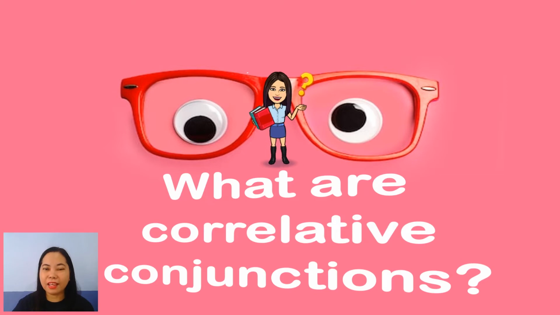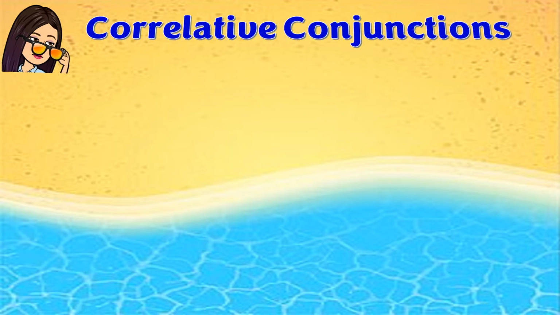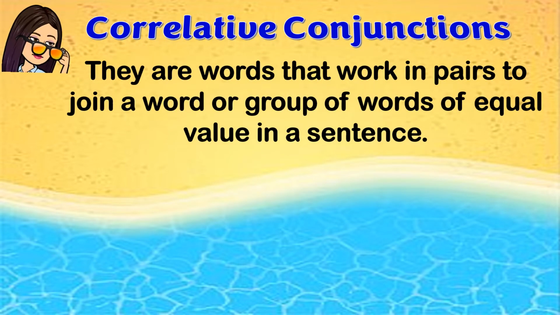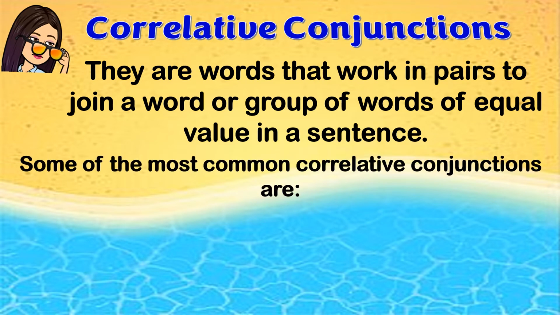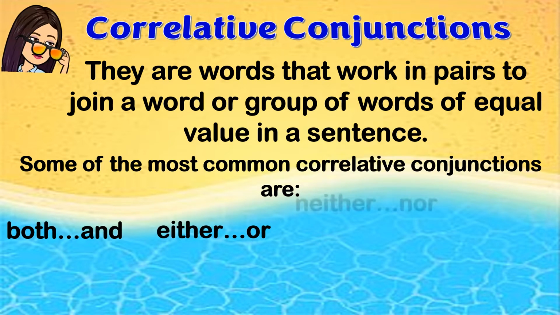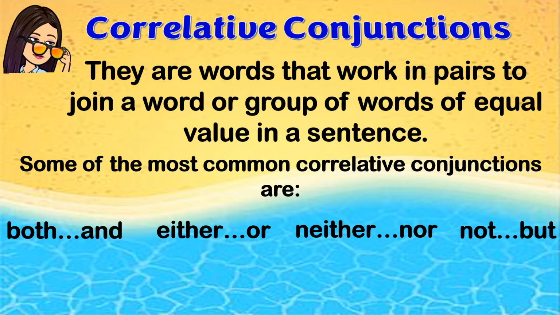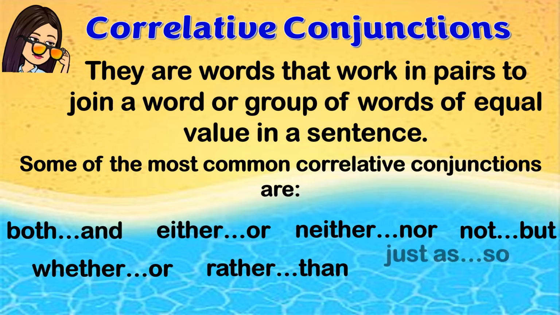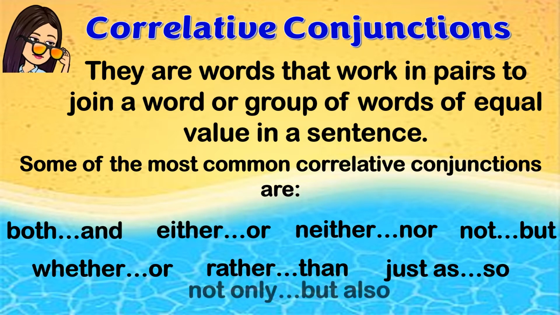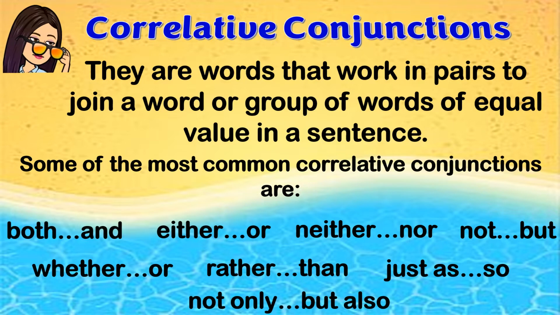What are correlative conjunctions? Correlative conjunctions are words that work in pairs to join a word or group of words of equal value in a sentence. Some of the most common correlative conjunctions are both and, either or, neither nor, not but, whether or, rather than, just as so, not only but also.